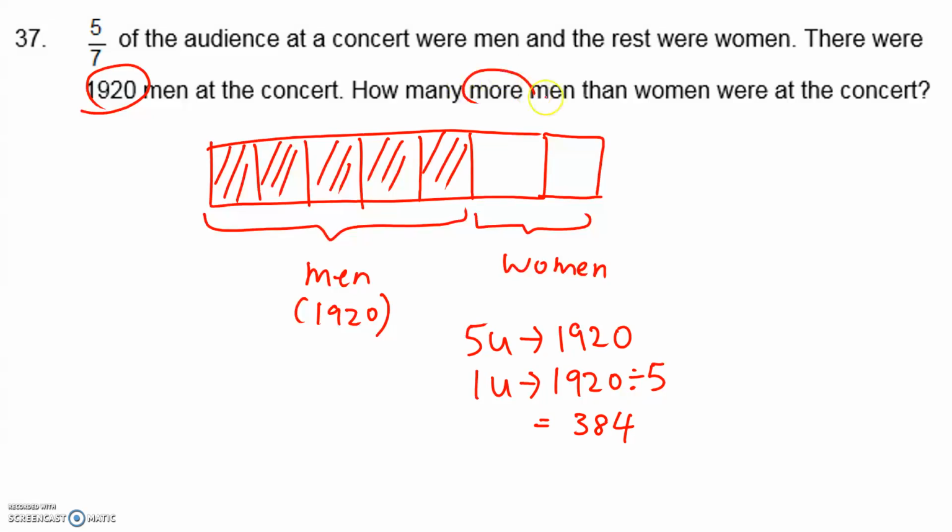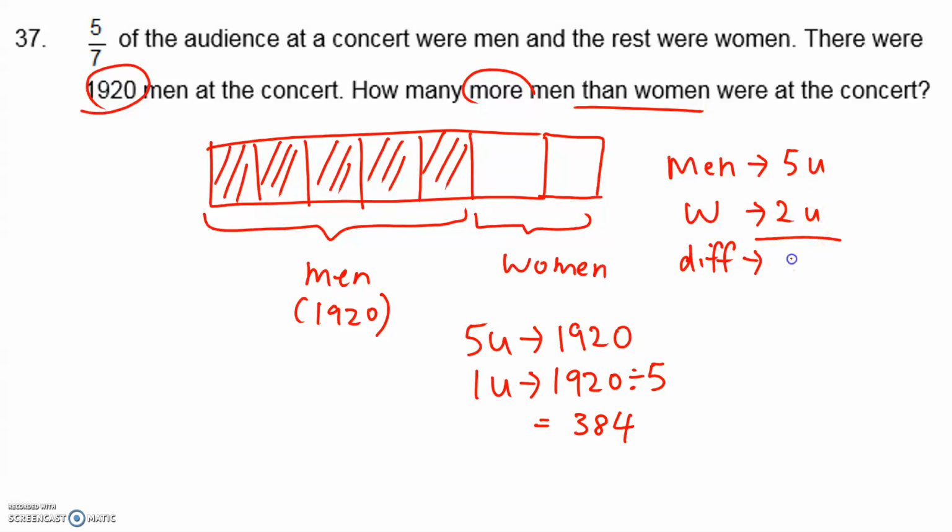How many more men than women? So we're going to find the differences. Now men has 5 units, whereas women has 2 units. So the difference between men and women will be 5 minus 2, which gives you 3 units. So we are interested in 3 units, which is 384 multiplied by 3, which would give you 1152.